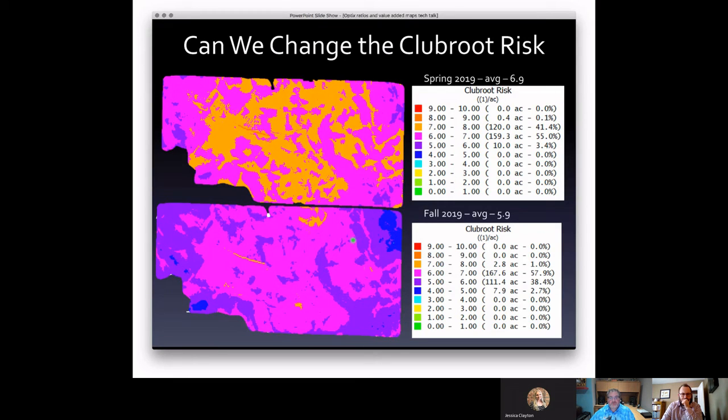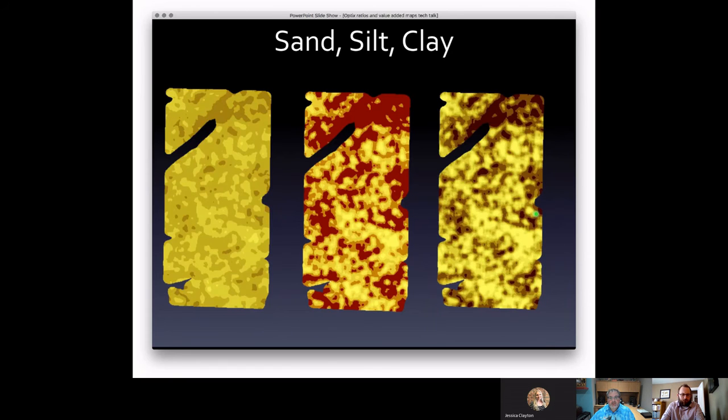Well, this is a field we're working with, a bit of a research field in Alberta. And as we've changed some of those soil nutrient levels, we've dropped the clubroot risk on average from a 6.9 down to a 5.9. So we're definitely heading this field in the right direction.